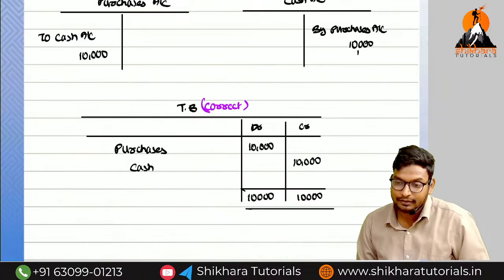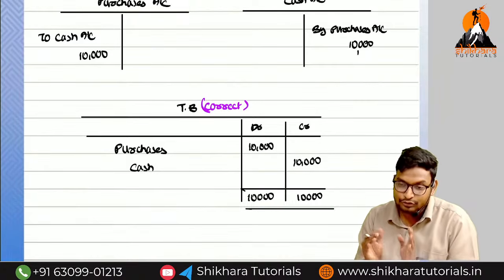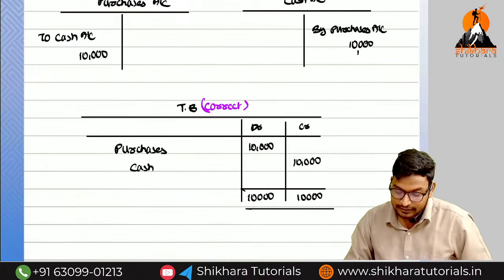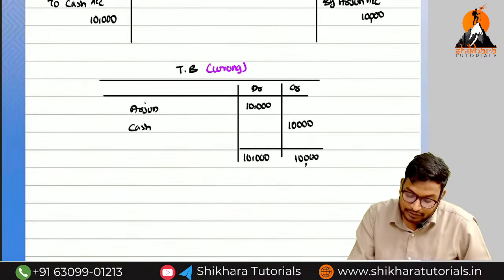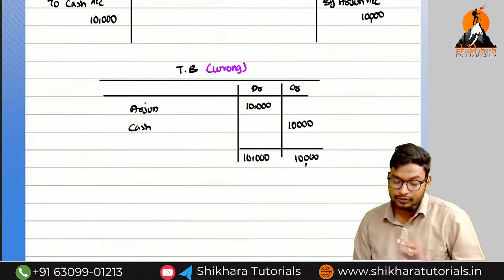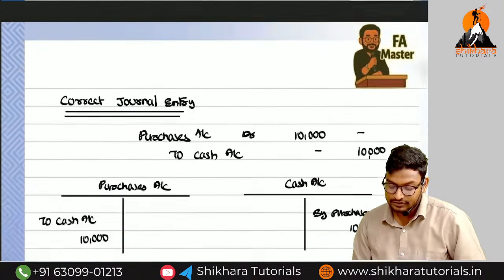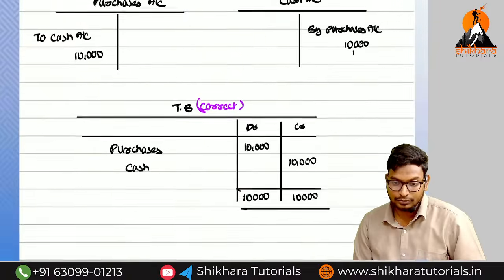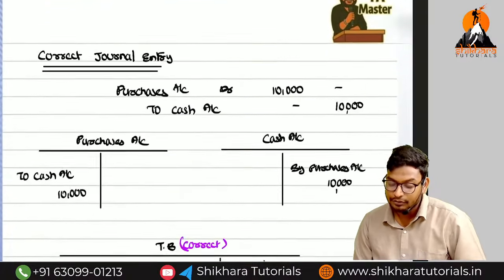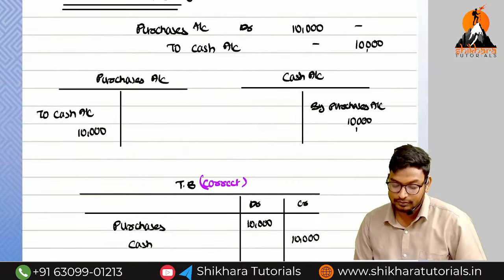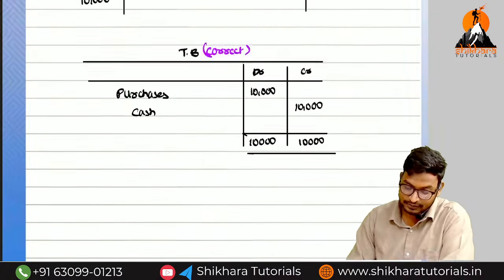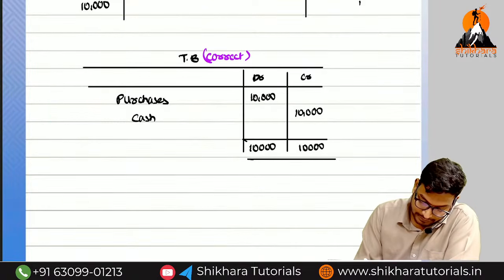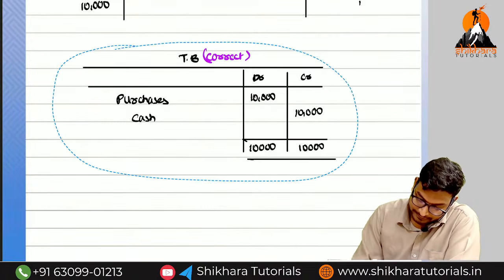So we know the correct trial balance. Normally this thing should be there. But how is the wrong trial balance appearing? Purchases appearing on the debit side and cash on the credit side. So now put both the accounts side by side, you will get clarity. You know how to prepare the correct trial balance, you know how to prepare the wrong trial balance also. So for that reason, I am going to prepare both the things side by side. Please wait for 2 seconds, it will be completed.